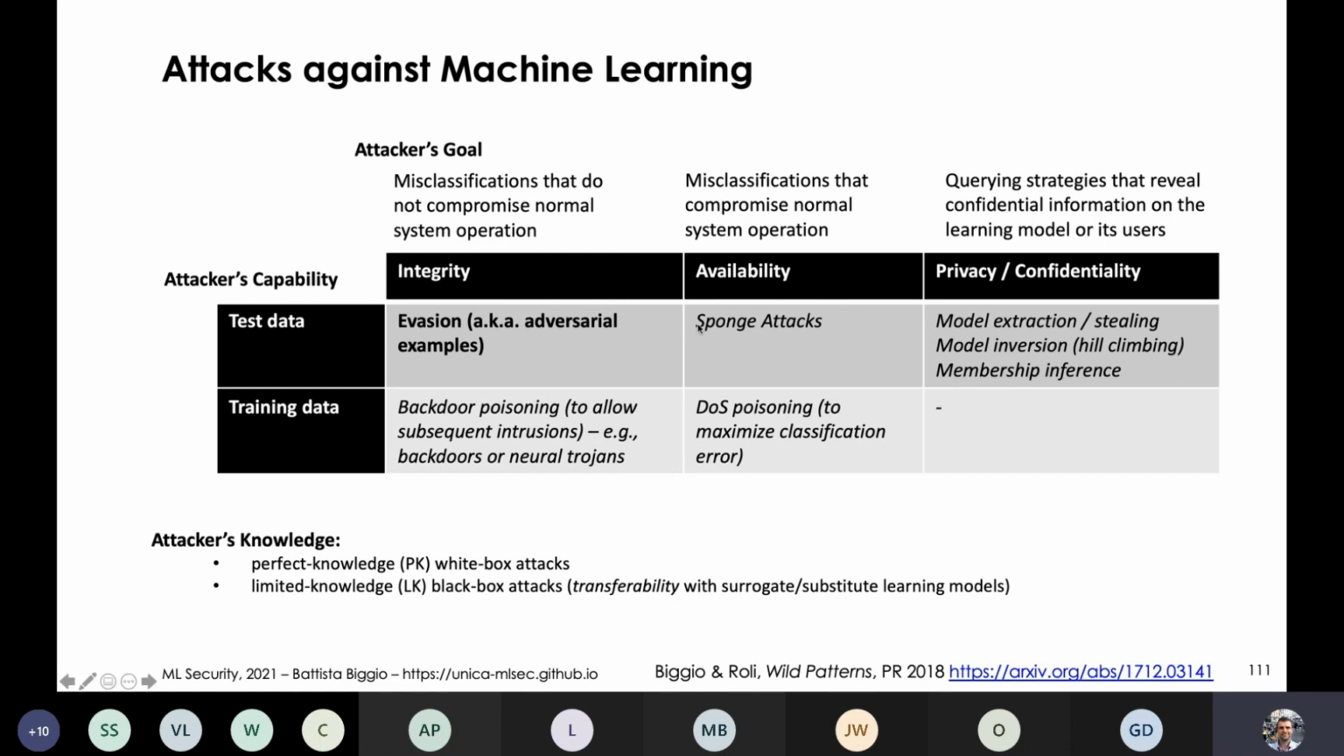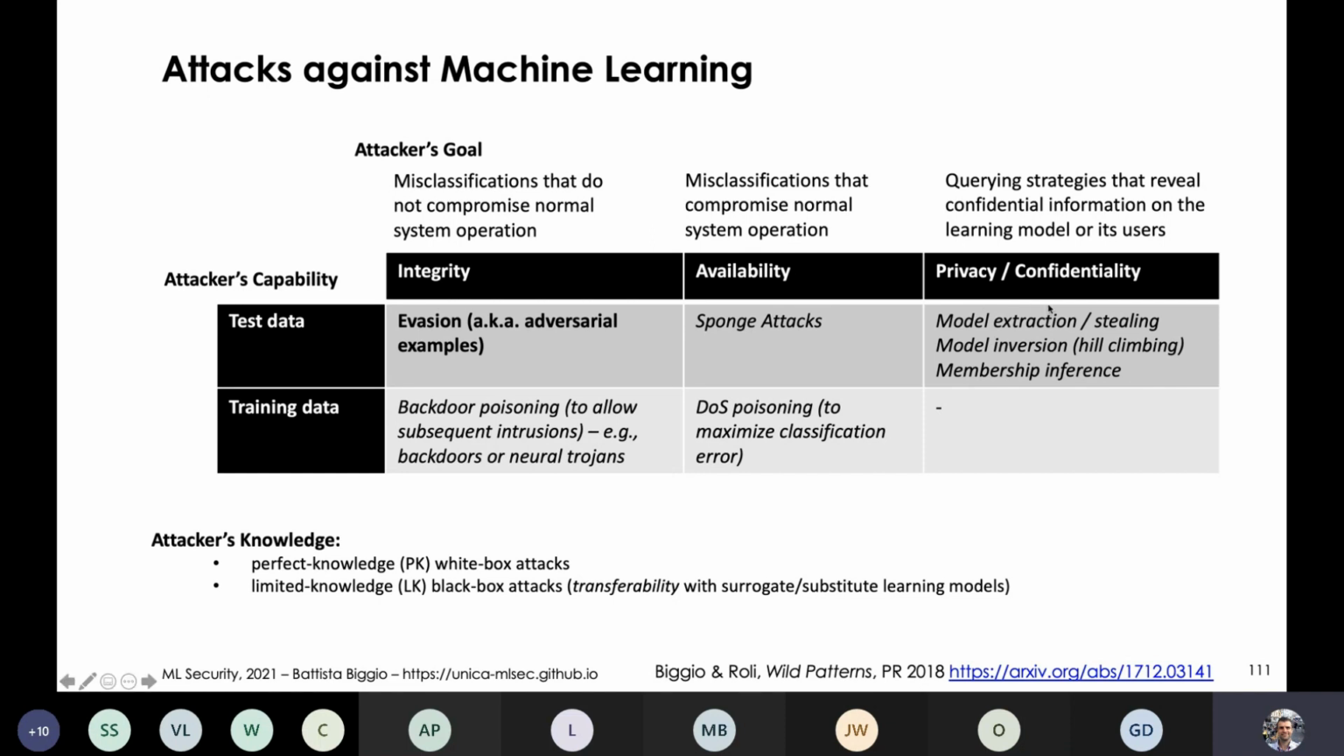So this is why it's called sponge. And eventually, if the attacker sends a large number of such samples, in theory, you could create a denial of service. So the model being served might be shut down, or create problems for whoever is serving the model. Okay, so that's an example of availability by only manipulating test samples.